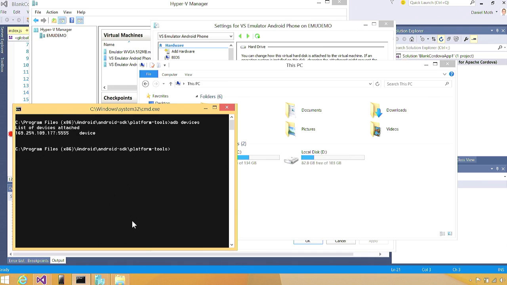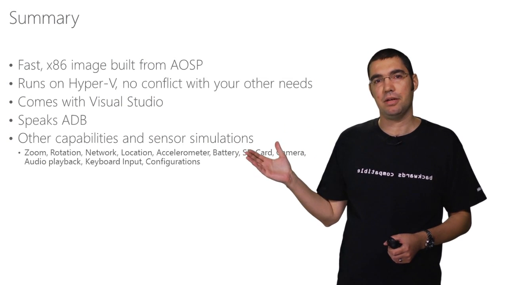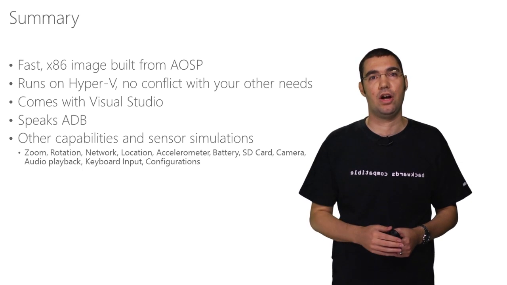And before we go back to the slides, obviously now that the emulator is not running, if I run ADB devices again, it says the list of devices attached is none. So with that, we'll go back to the slide and summarize. So in summary, as you can read on the last bullet, those are some of the capabilities and sensor simulations that I've shown you earlier in the demo.